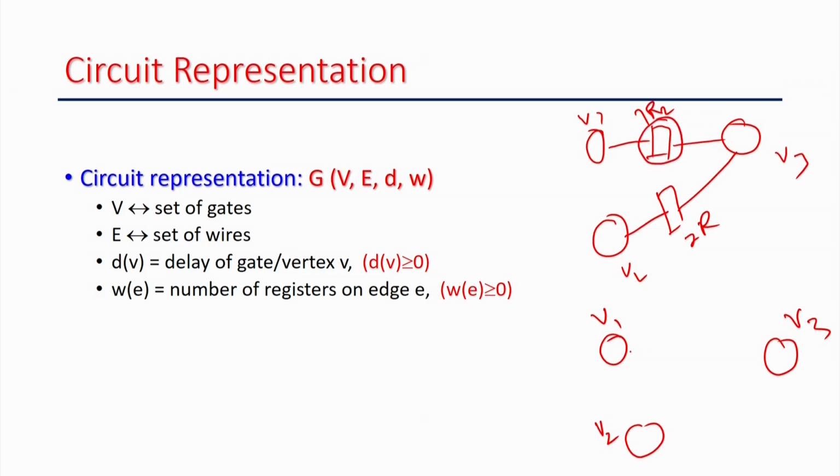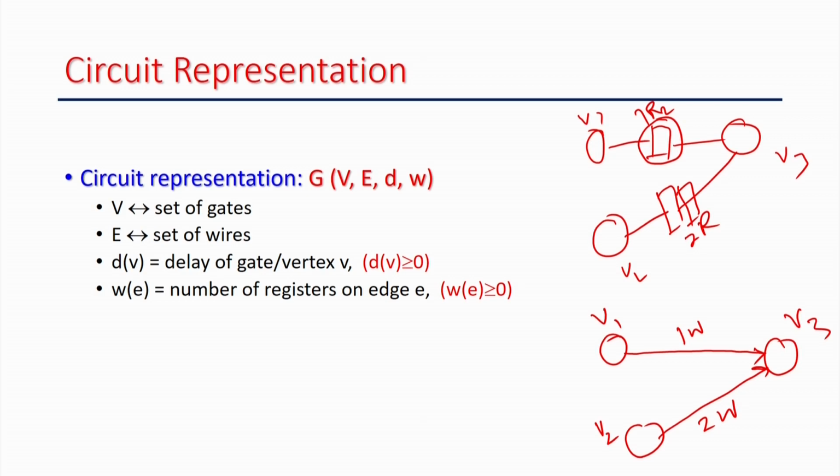The registers will become the edge weight. Since I have a register here, this will become 1, W equal to 1. That is, the weight of this edge is 1. Similarly, there are two registers between these two nodes, so the edge weight will become 2. This is the way we are going to represent the circuit as a graph.